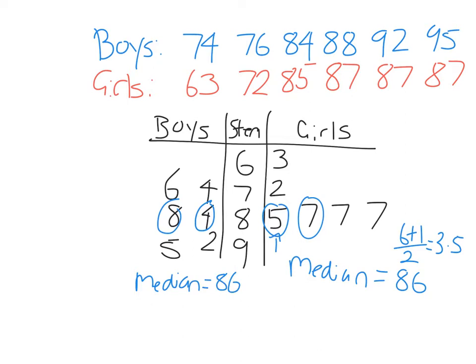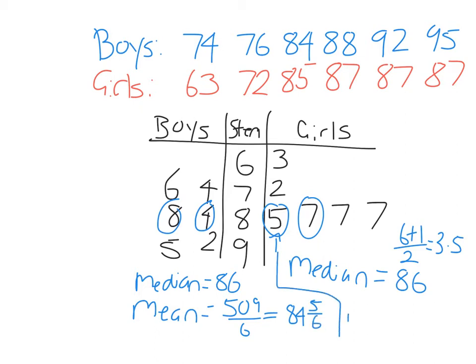Let's look at the mean. So if we add up all the scores, we get 509. There are 6 of them, so the mean is 84 and 5/6, or 84.83 recurring. Okay, so that's for the boys, and for the girls, we add them all up. So they add up to 481, and if we divide that by 6, we get 80.16 recurring, or 80 and 1/6. Okay, so even though they have the same median, the boys have a higher mean, and therefore we'd conclude that boys did better.